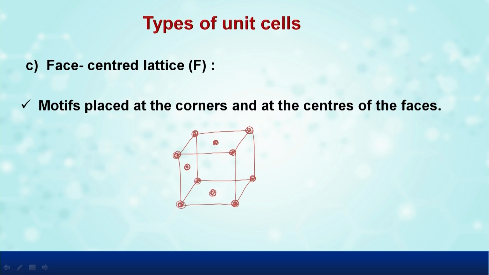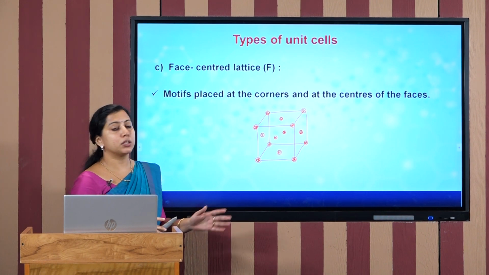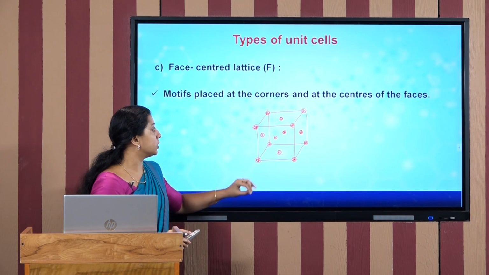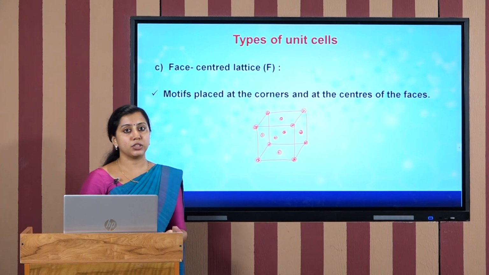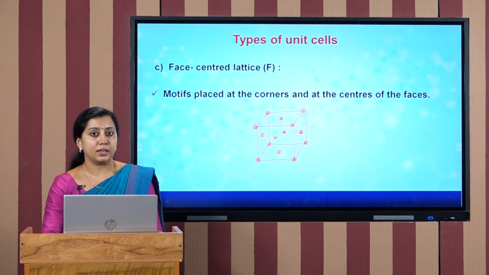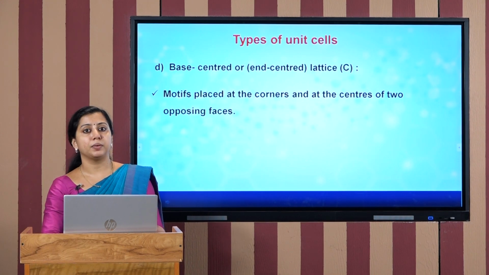third one here, the fourth one at the center of this face, the fifth one on the center of the front face, and also there is a face on the back. So, the sixth one here. Okay. So, in addition to the motifs at the corners, there will also be atoms or motifs present on the centers of each face, and such a unit cell is called a face centered lattice or face centered unit cell.